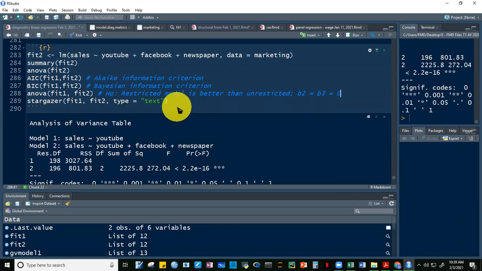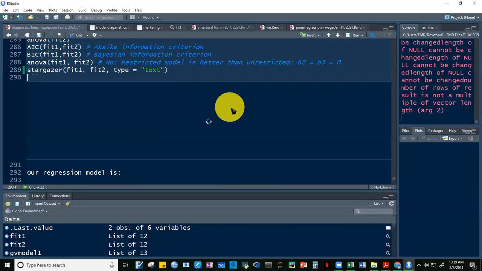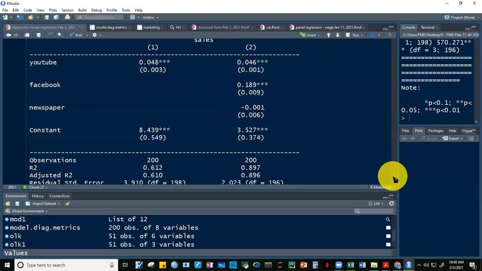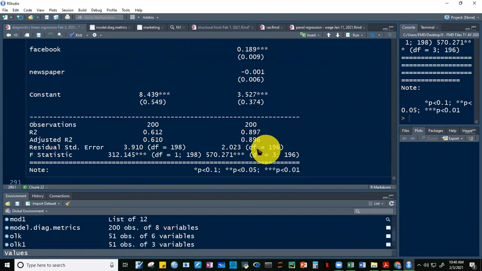Okay, compare natin using Stargazer. So ito yung sa model 1, YouTube lang significant siya, constant significant din. Sa model 2, YouTube is significant, Facebook is significant, pero si newspaper hindi significant. Okay? R squared 0.612, ito 0.897. Adjusted R squared 0.61, 0.89. So, mas maganda guys yung model 2.